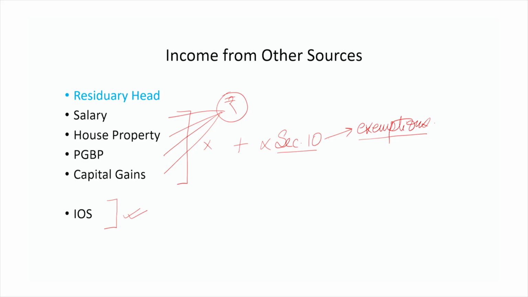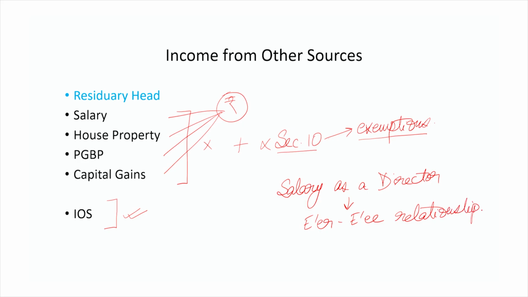Now, let's say, for example, you are getting salary as a director. When we are talking about your salary as a director, we are looking at a situation where there is no employer-employee relationship, right? If there was an employer-employee relationship, then it would go under the head salary. But if there is no employer-employee relationship, then it will go under the head income from other sources.